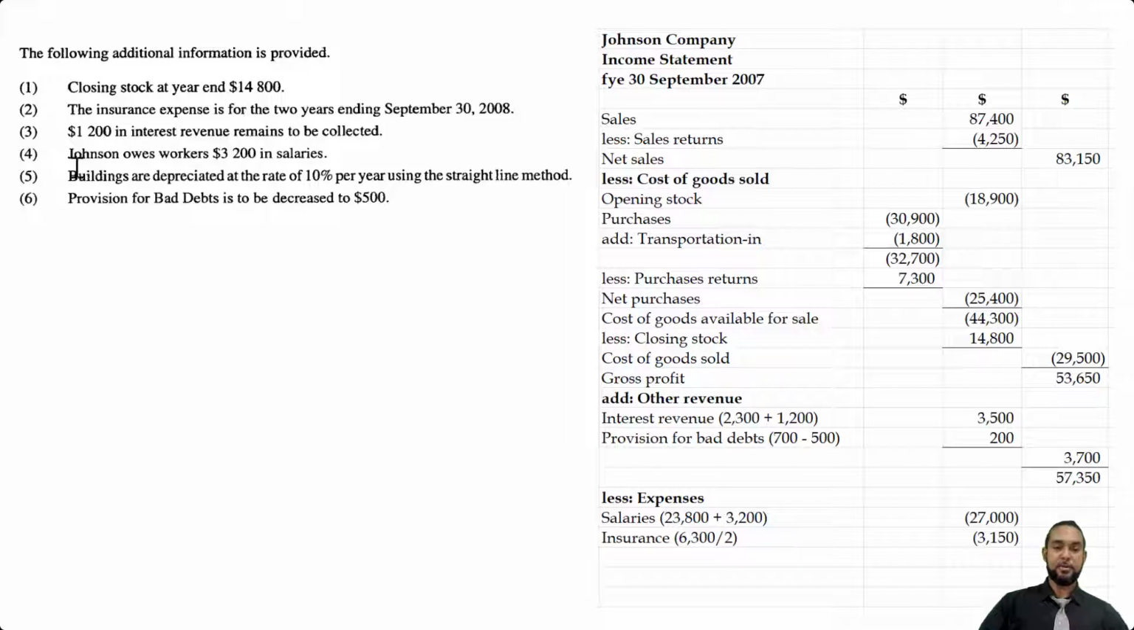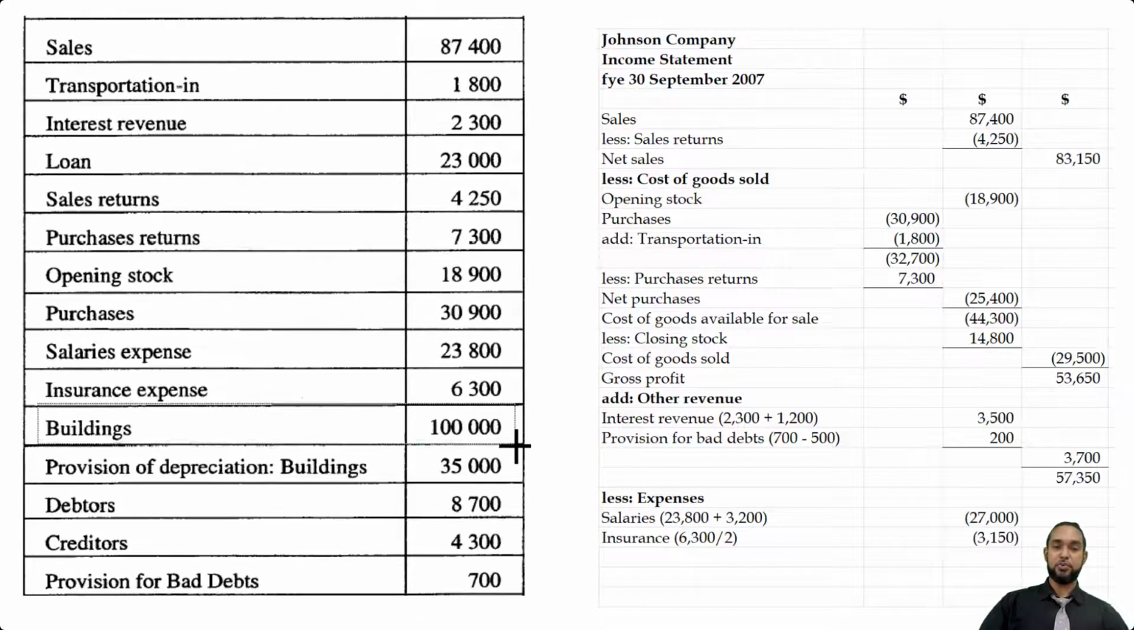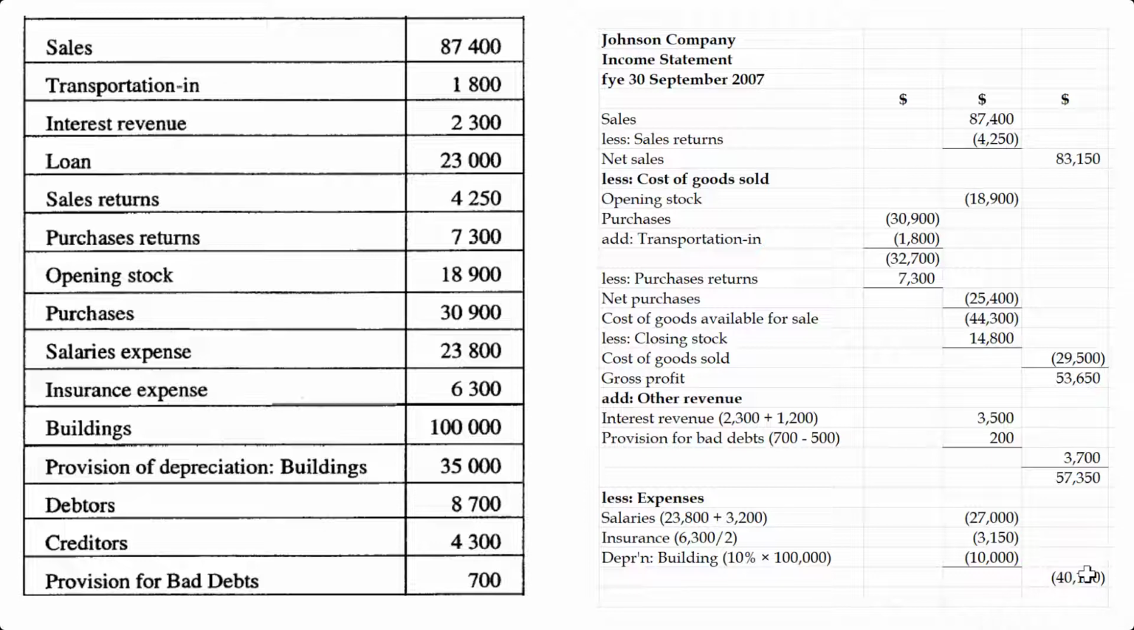Now, the last item of expenditure was the depreciation. So note 5 tells us buildings are depreciated at the rate of 10% per year using the straight line method. So we simply multiply that depreciation rate 10% by the cost of the buildings of 100,000, and that's going to give us $10,000. We add all 3 expense items together to get total expenses of 40,150, which is then subtracted from the 57,350 to give us a net profit or net income of 17,200. Okay, that's it for part A. Let's take a look at part B.